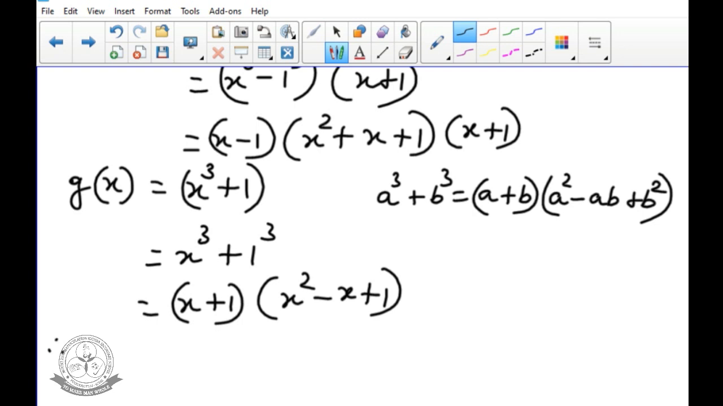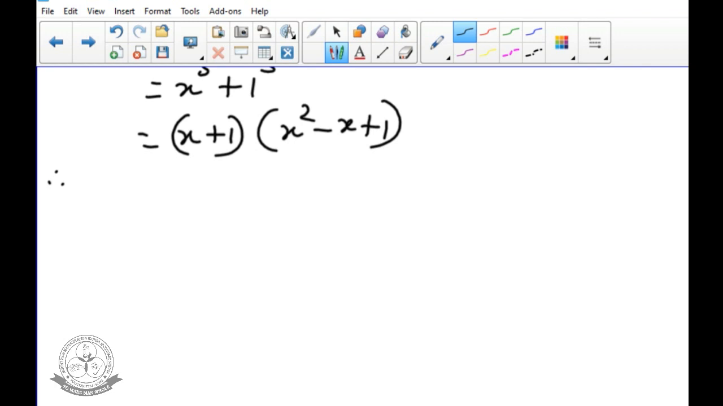So first we have to find the LCM and GCD, then verify whether that is equal or not. First we have to find the GCD. GCD means we select the common terms. Of f of x and g of x, which is the common term? x plus 1 is the common term. So GCD is x plus 1.